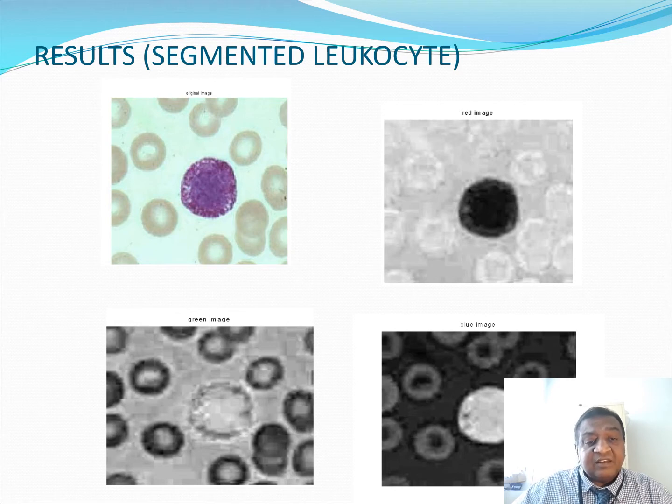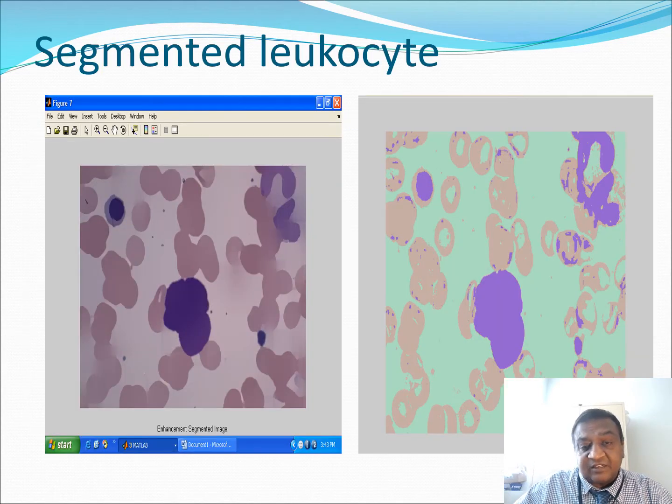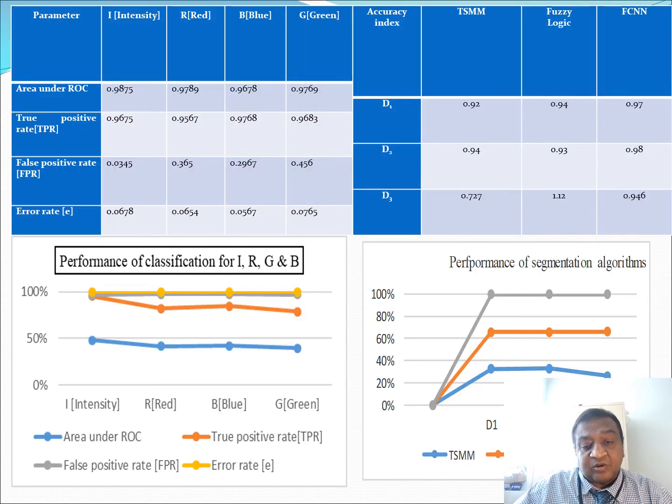You can see the result. We first convert RGB into hue, saturation, and intensity, then apply the threshold. The computing algorithm performed well, with very good segmentation accuracy and less computation time, as you can see. These are the cells, and this is the segmented leukocyte and the color image restored. Upon comparison with three other techniques, we found from the PSNR that the fuzzy cellular neural network gives the best result.